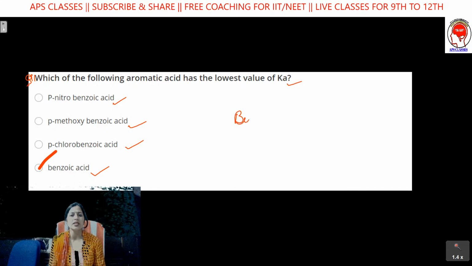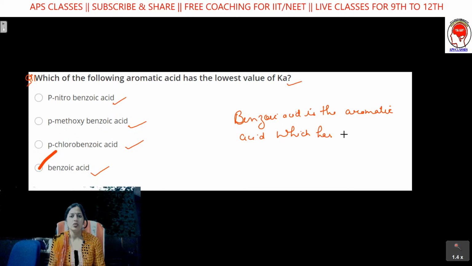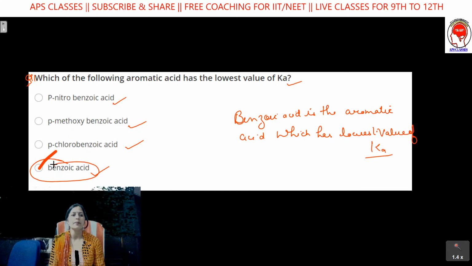So benzoic acid is the aromatic acid which has the lowest value of Ka. So option D is the right answer for the question number 11.